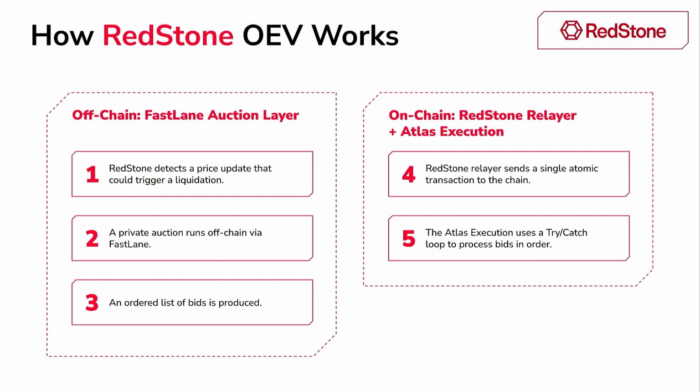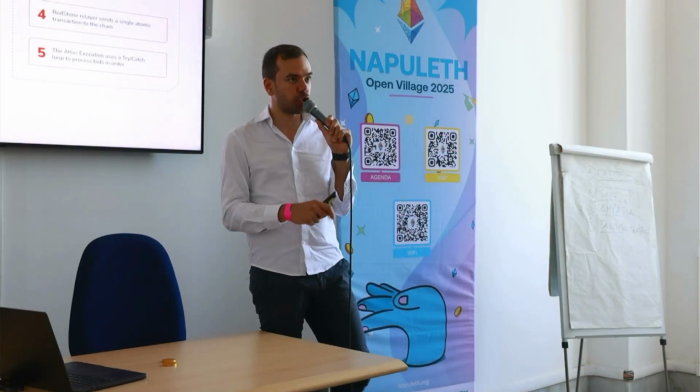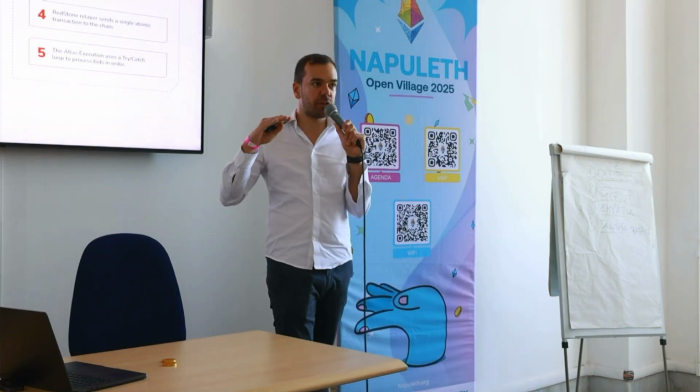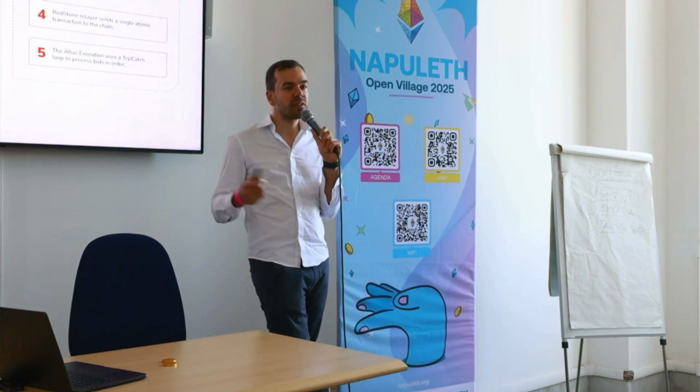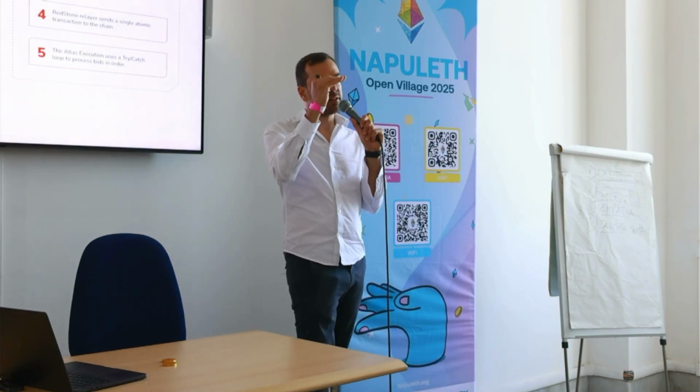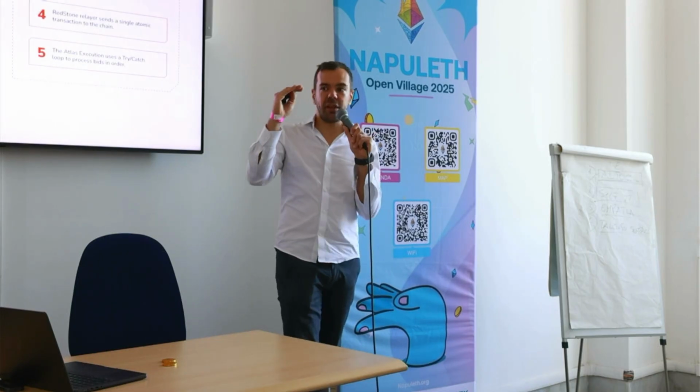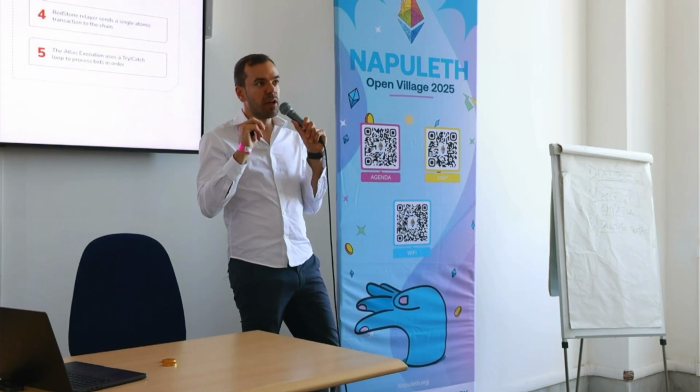Let's start with the off-chain part. RedStone detects a price update that could trigger a liquidation on a specific position, on a specific chain, and on a specific protocol. At that point, we partner with a company called Fastlane, which created this amazing system called Atlas that spins up an off-chain auction in which liquidators can bid for the right to liquidate that specific position. Step 3, as a result of the auction bids, we create an ordered list with all the liquidators, in order from the one that liquidates the position all the way down.